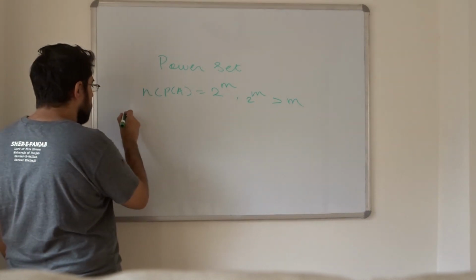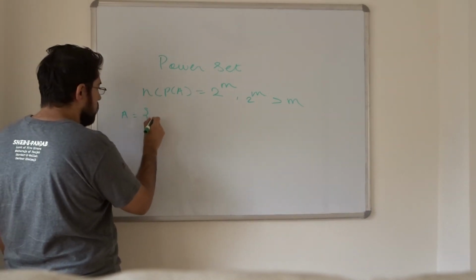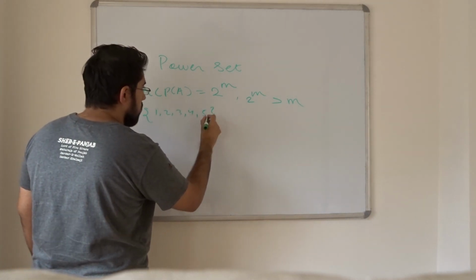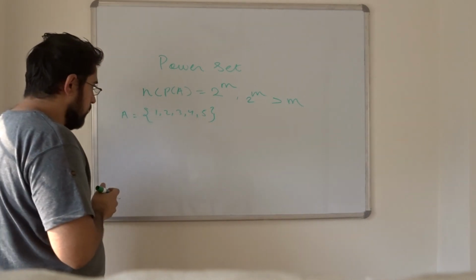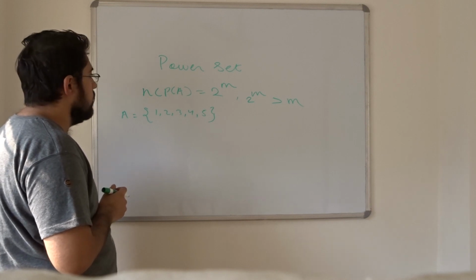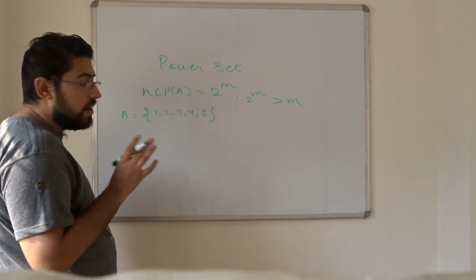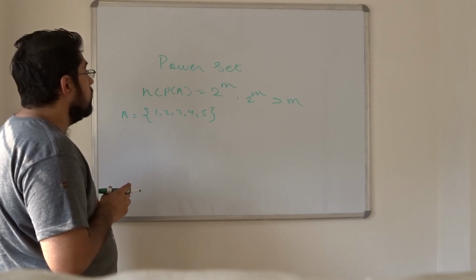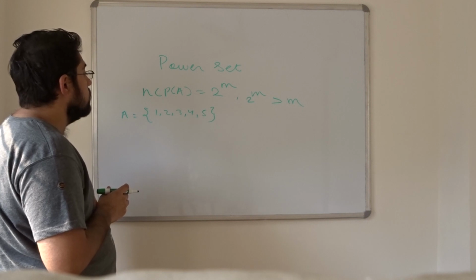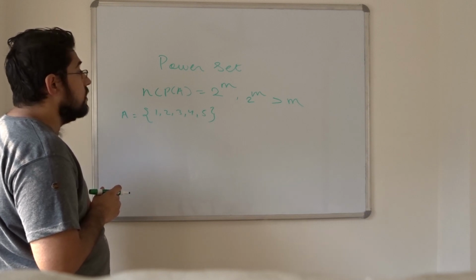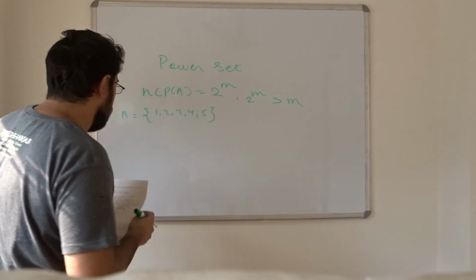Say A is equal to {1, 2, 3, 4, 5}. So what is going to happen now? How many subsets are you going to have? That's one thing that you have to see.